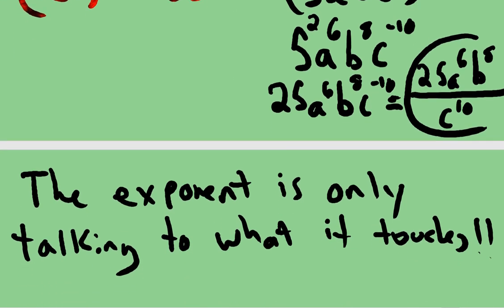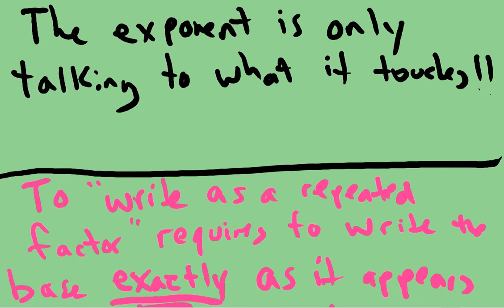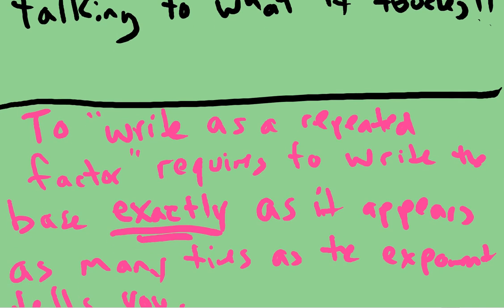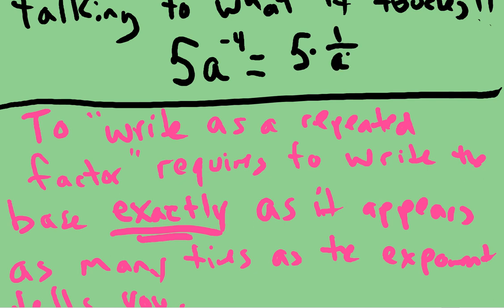The exponent is only talking to what it touches. Just some things that you need to remember here. The exponent is only talking to what it touches. 5a to the negative 4 is like saying 5 times 1 over a to the 4th.